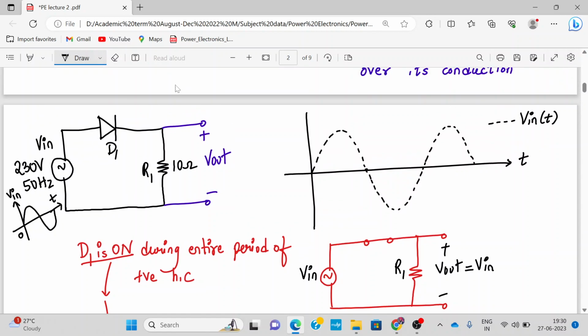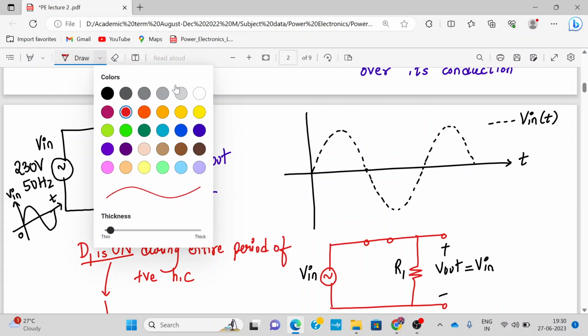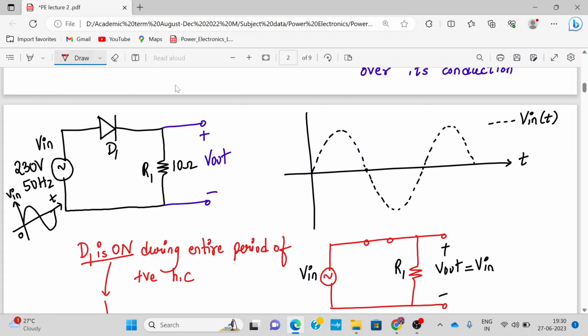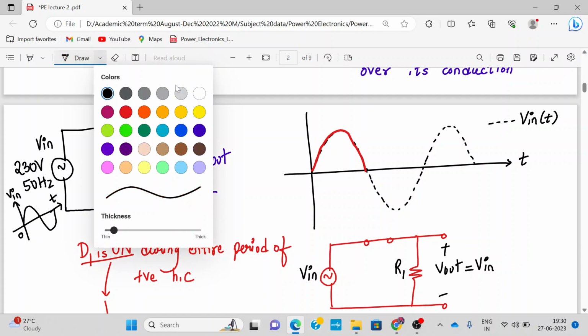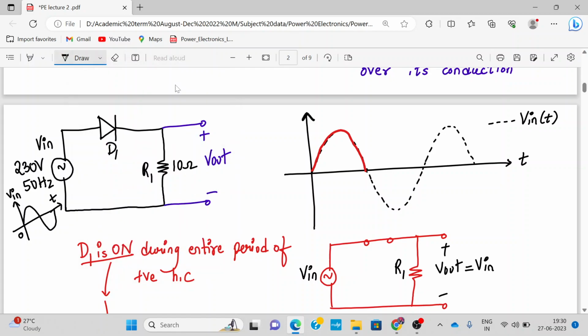So how will my waveform look now? My waveform will look like this. Half wave rectifier, as we already know, this is the waveform. This is why I'm plotting the output, V out value. Now let's see what happens when the negative half cycle appears.